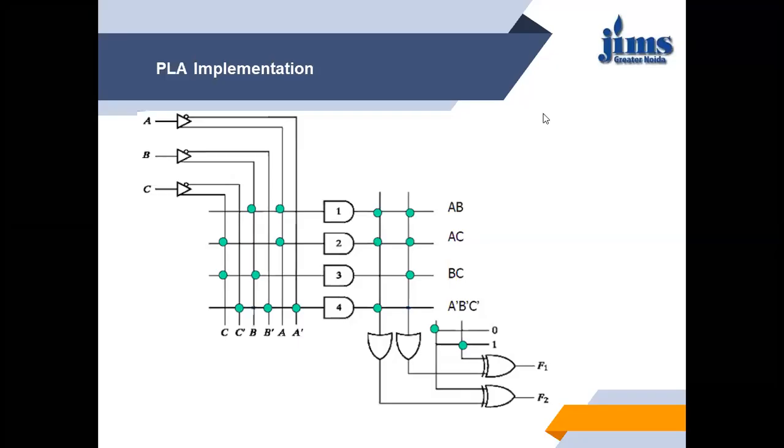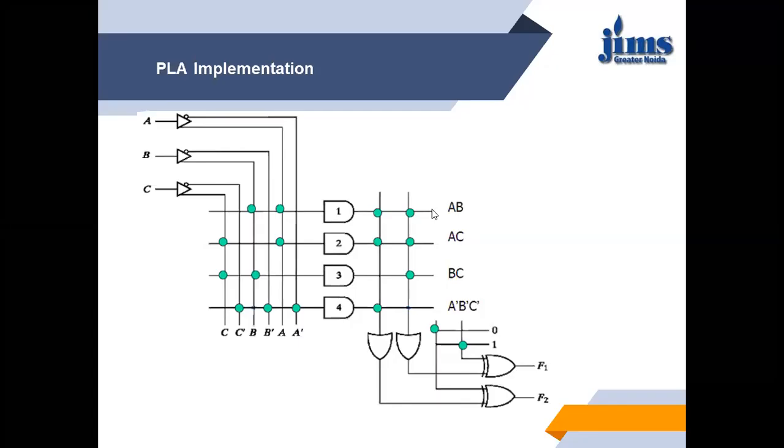So let's start today's lecture. In the last class, we discussed the PLA, programmable logic array, and its structure, when we solved an example and implemented a Boolean function with the help of PLA. In the PLA, we have a programmable AND array and a programmable OR array. This is your AND array, which is programmable, and this is your OR array, which means both arrays are programmable.